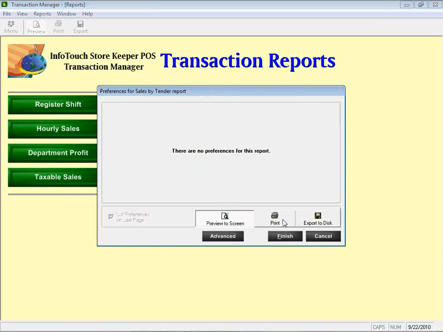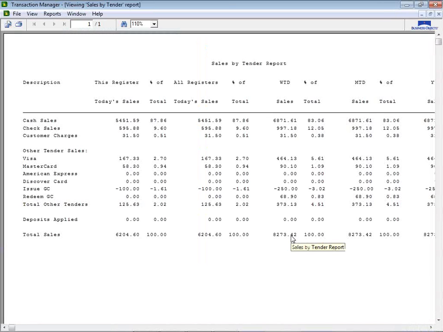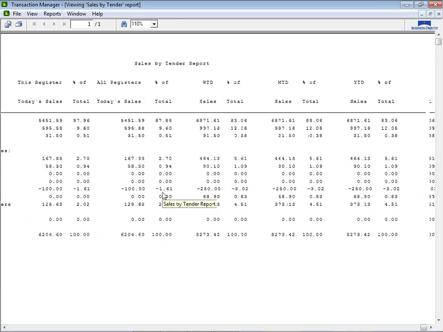One last one in this group is breaking your sales down by the tender type. So what percent of my sales are cash versus check versus Visa versus gift cards or gift certificates? Again, broken down week, month, year to date with percent of total.